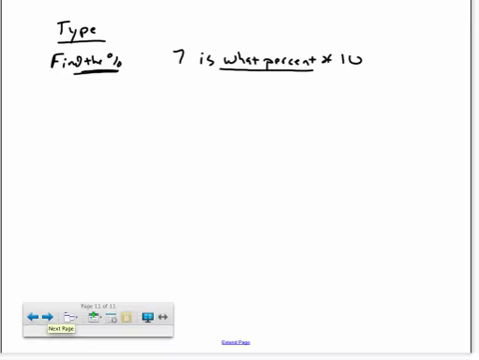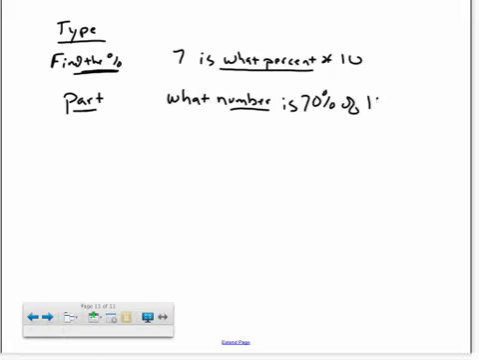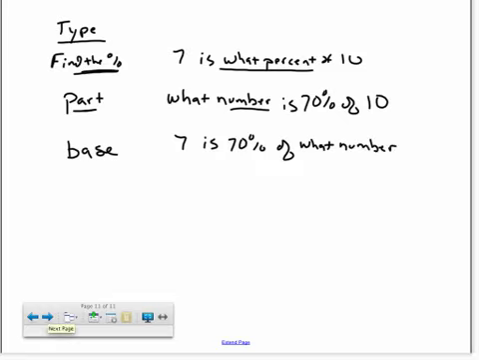So that's one. You might be trying to find the part. Remember we said it's part over the base. And a problem like that is going to be something like what number, being the part here, what number is 70% of 10? And then the last possible problem in here is you're trying to find the base. And that would look something like this. You would say 7 is 70% of what number? And so you can see you've got those three different things.